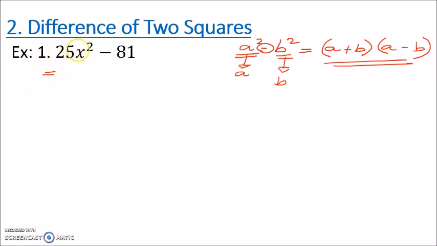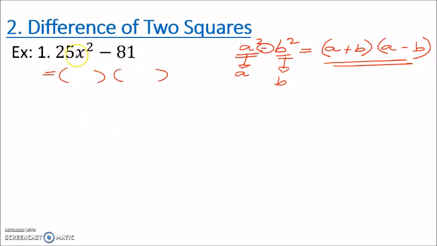So, diretso na ito, number 1. Square root ng 25. Let's determine muna kung difference of two squares ba ito. Yung 25 perfect square, okay? Square root ng 25 is 5. And yung x squared, ang square root niyan ay x. Yung minus yung operation, pasok, right? So, 81, perfect square din kasi ang square root niya ay 9. So, in this case, dalawa ang factors niyan.